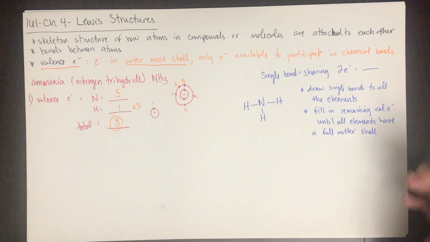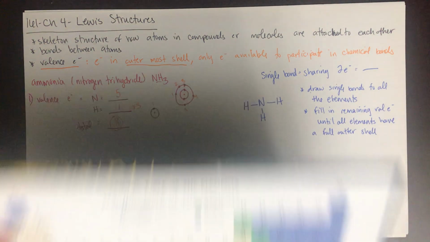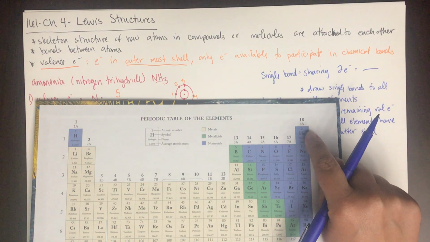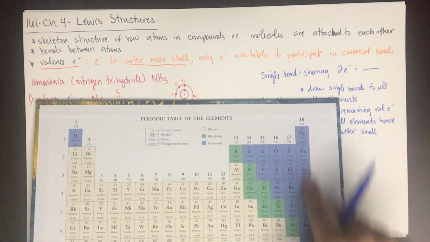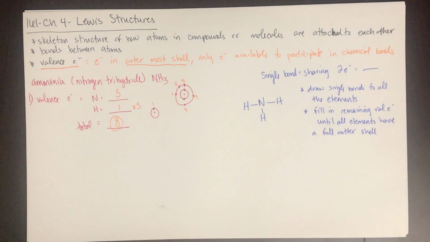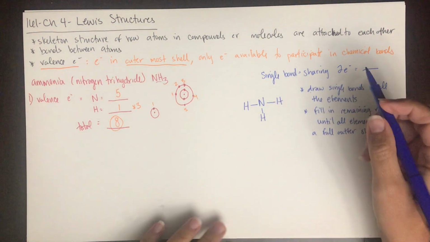Which, remember, an outer shell for hydrogen is just 2 electrons. Hydrogen just wants 2 electrons to be full, just hydrogen and helium. Everything else, a full outer shell, is an octet, 8 electrons. So hydrogen just wants 2 electrons.